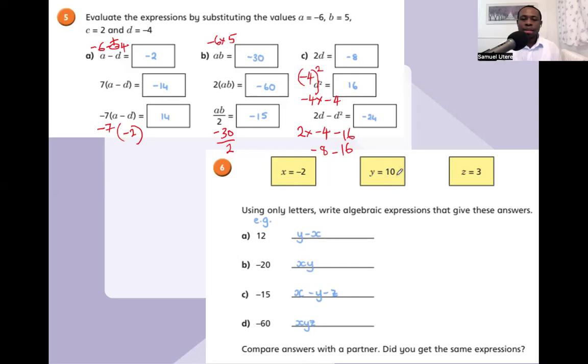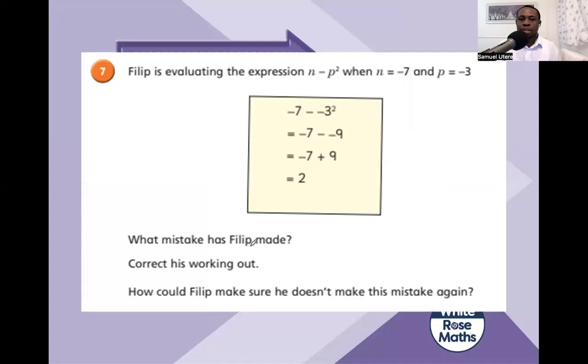y is 10, so 10 minus minus 2, because we know x is negative 2. These two will be positive, so that will give us 12. So have a think through those and practice to really understand how to evaluate algebraic expressions using positive or negative integers. Pause the video and answer question 7 in 2 minutes.